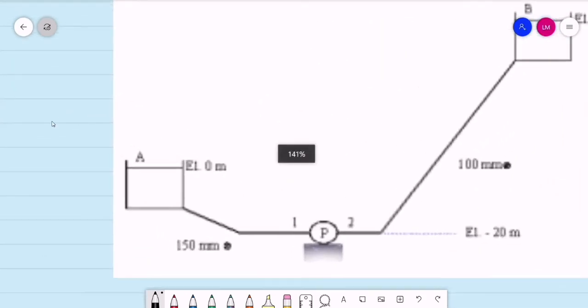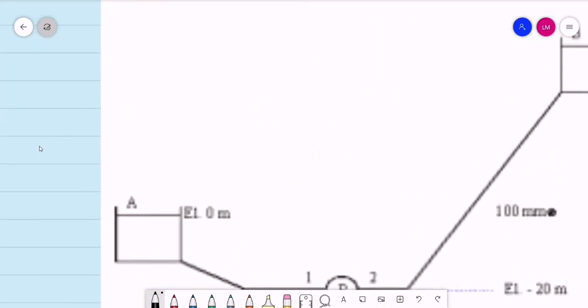Take note that A is an open reservoir. If it is an open reservoir, with an elevation, so we are to start with elevation. So elevation 1, that is the same as 0 based on the given. After the elevation head, we have the pressure head. The elevation at A is equal to 0, based on this given. The pressure at A, open reservoir. So kapag open reservoir, that is 0 pressure.